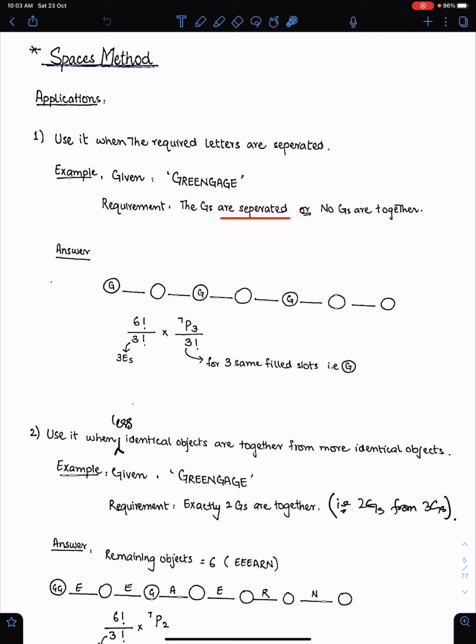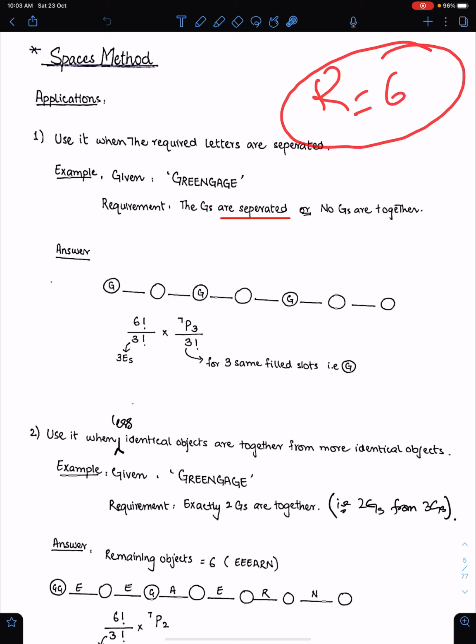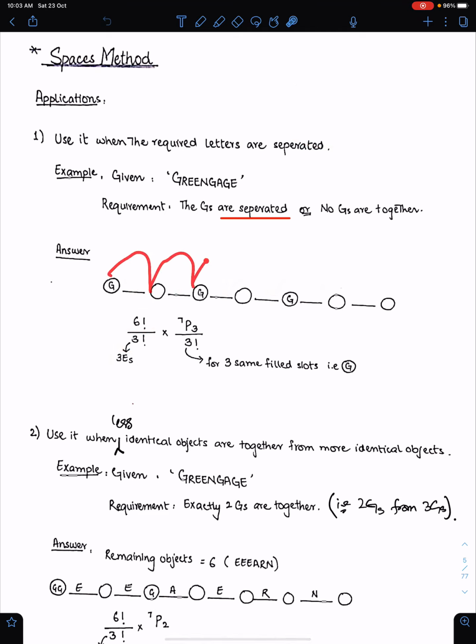According to spaces method, we first arrange remaining objects, and remaining objects are 6, including 3 E's. So these 6 spaces are for remaining letters. So 6 factorial divided by 3 factorial for 3 E's. You all know we always have one more empty place with respect to remaining objects. Since remaining objects are 6, therefore slots must be 7.